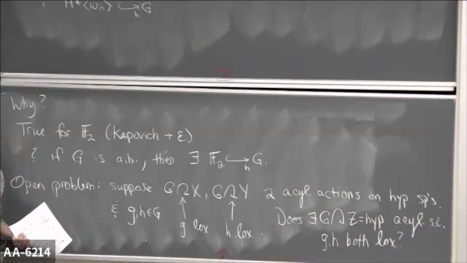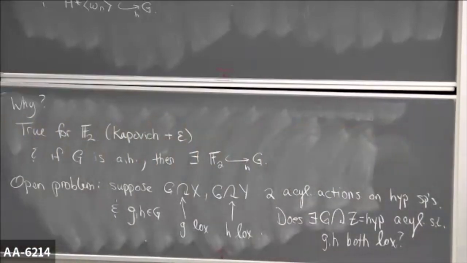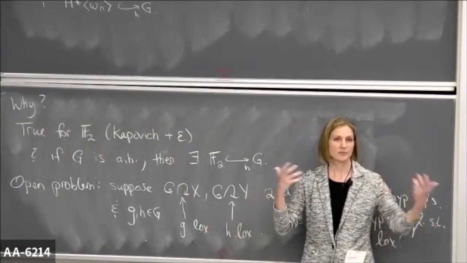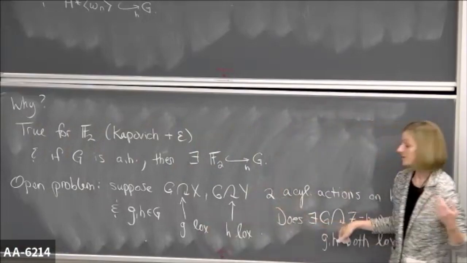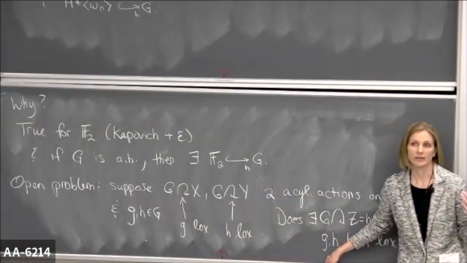Phrasing this in terms of hyperbolically embedded subgroups, suppose you have two virtually cyclic hyperbolically embedded subgroups, E of G and E of H, and they're hyperbolically embedded with respect to different relative generating sets. Is there a single relative generating set so that they're both hyperbolically embedded there, right?